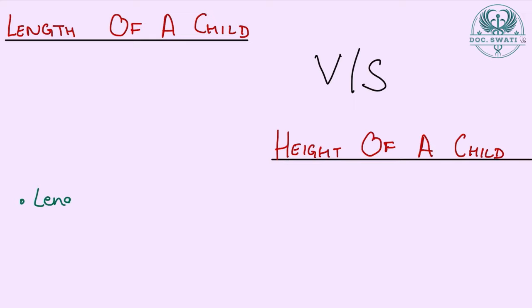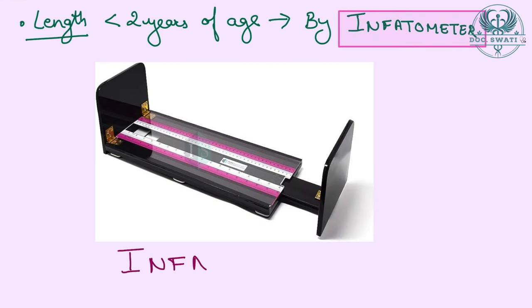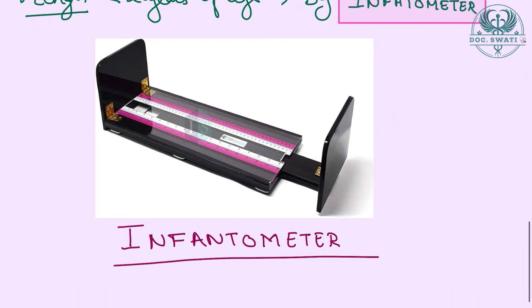The length of a child is measured for babies less than 2 years, and it is measured by using an infantometer. An infantometer is a horizontal board on which the baby is made to lie down, where one person fixes the baby on the board with legs extended, and another person moves the plate and reads the length. For measuring the length of a baby, we require two people.